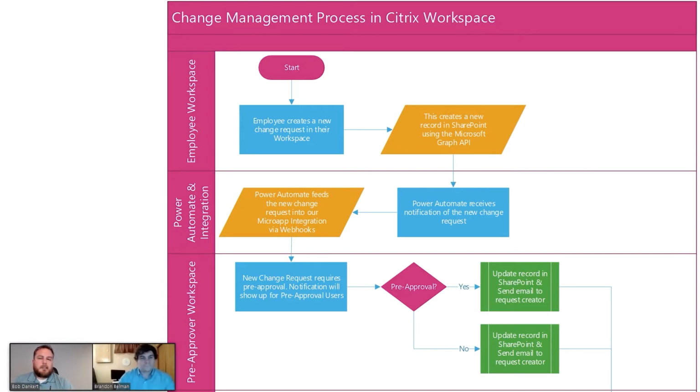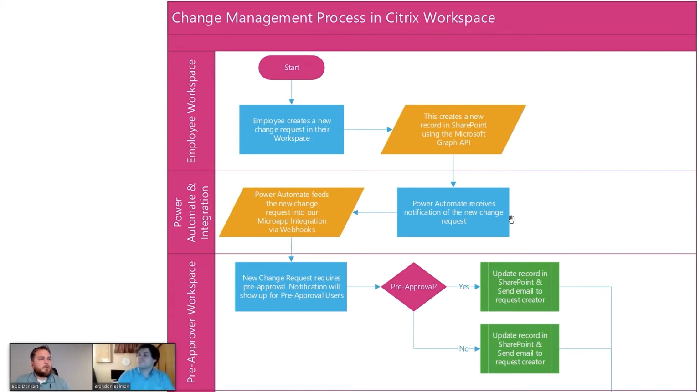Once that gets added into the system of record, Power Automate is watching for changes to this particular list where our change requests reside. It's going to receive notification anytime there's a new record, and it is going to fire an HTTP request that's going to feed that data into our Microapp integration via webhooks. So that is how we are populating our data. So starting here, an employee creates a new change request in Workspace that fires the Graph API to create the new record.